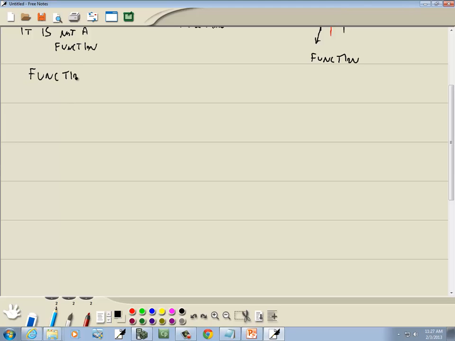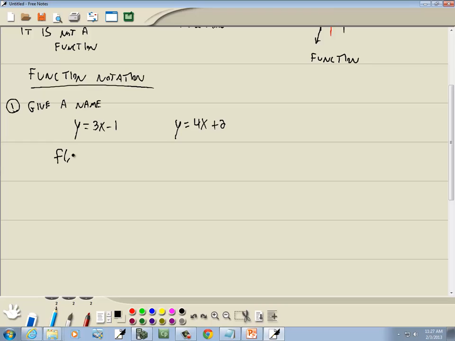Now the next thing we're going to talk about is function notation. It has 2 purposes. First purpose is to give a name. Let's see what we're talking about there. If I had y is equal to 3x minus 1, and I had y is equal to 4x plus 2, and I told you to graph y, well, your question would be, well, which one? There's 2 of them. So for function notation, instead of putting a y there, I can put something that looks like this. And instead of this y, I can put something that looks like this.